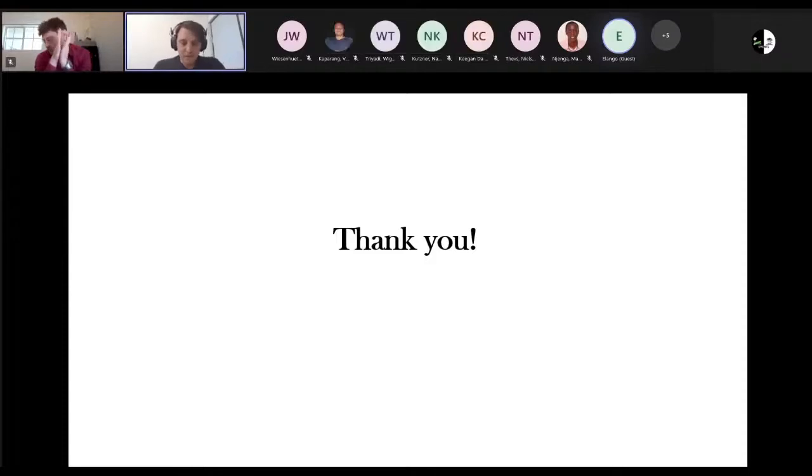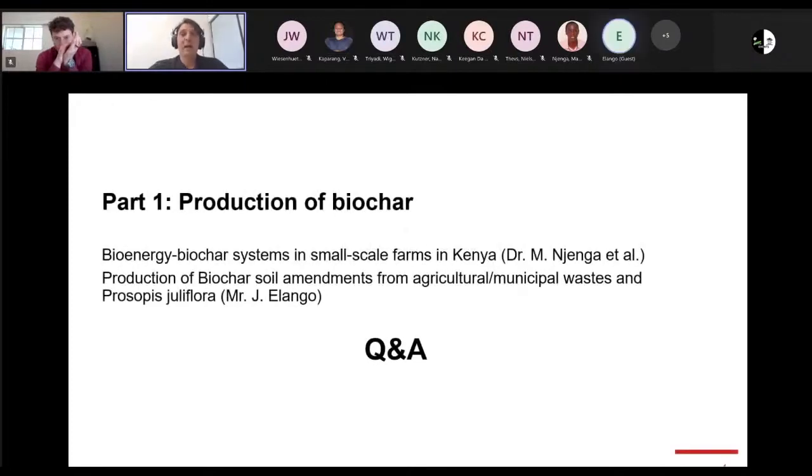Thank you very much, Mr. Lango, for this very visual example of practical application. I've got some questions coming in from the audience. First, I would like to address a question to Mrs. Nyenga. How can we bring the results of biochar trials into practice at farm level? What is your opinion on that?